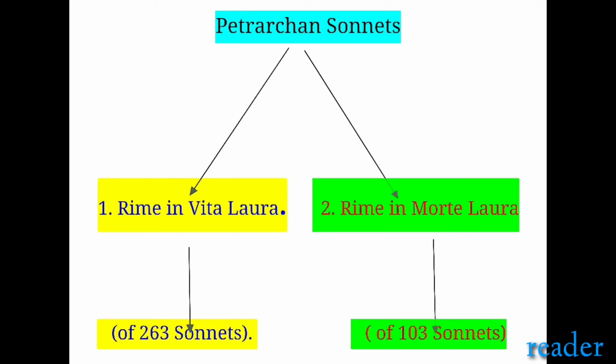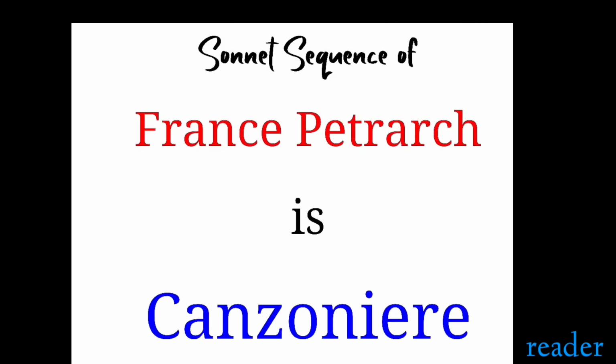Among the more than 300 sonnets, 263 sonnets are under the category Rime in vita di Laura, and 103 sonnets are in Rime in morte di Laura. Whatever it is, both these categories are involved in his sonnet sequence, the Canzoniere.